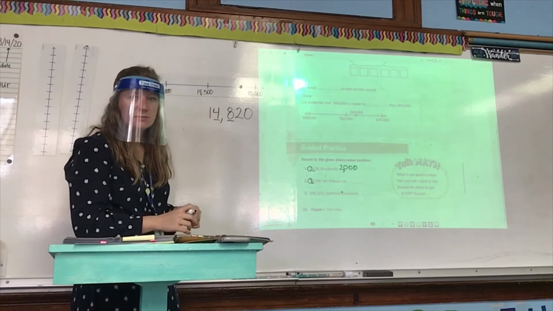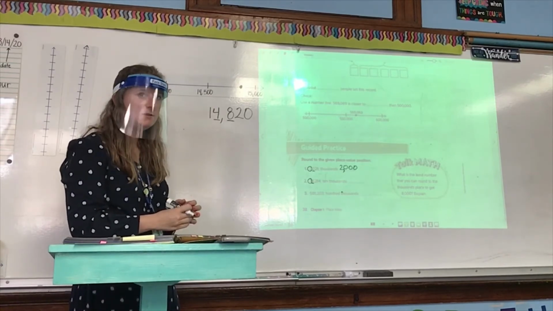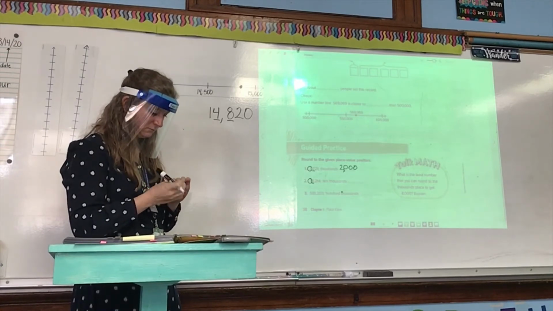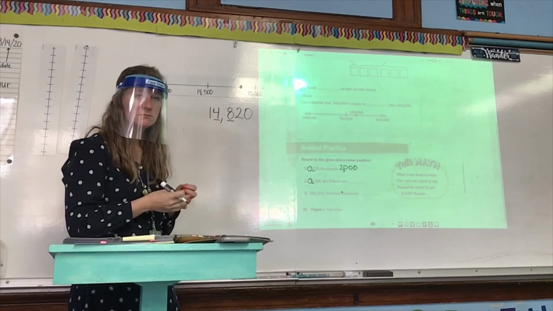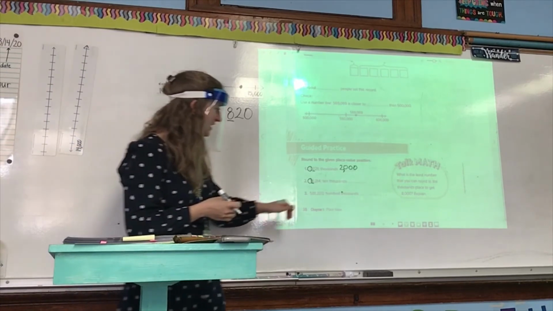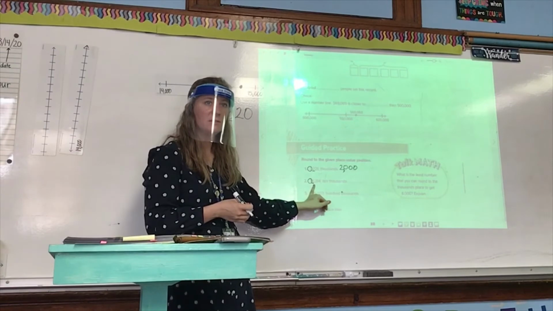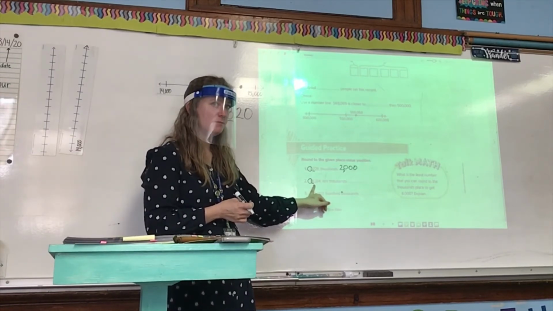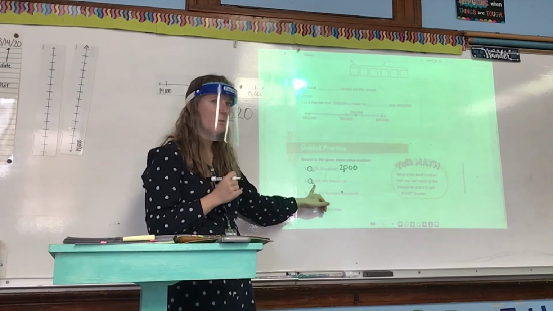Step 3, Aaron. Read all of step 3. If the underlined digit is 4 or less, do not change the circle digit. If the underlined digit is 5 or greater, add 1 to the circle digit. So let's look at our underlined digit. What do we have? 8. So is that 4 or less or 5 or more? 5 or more.